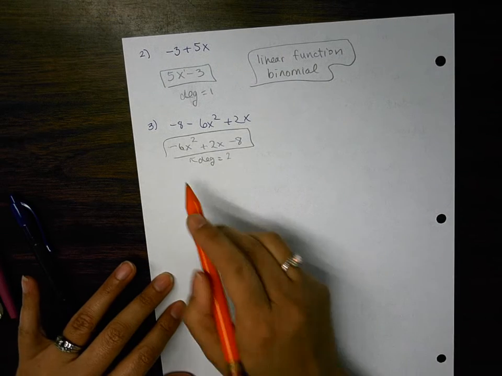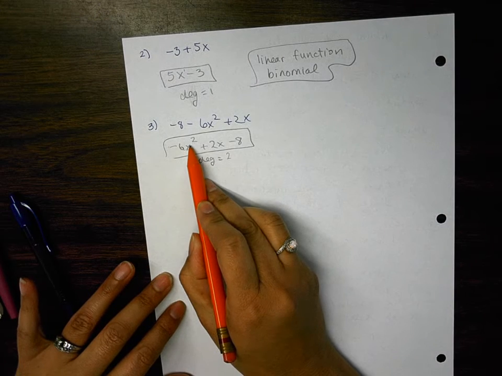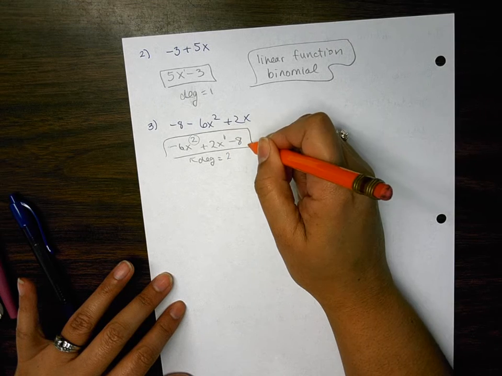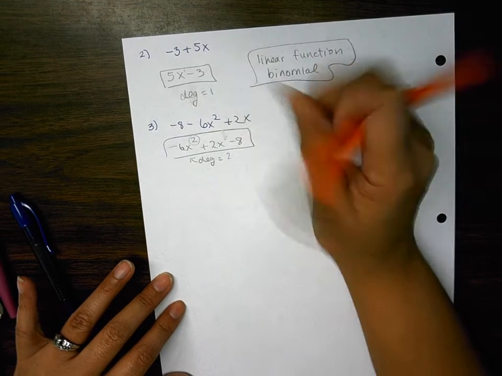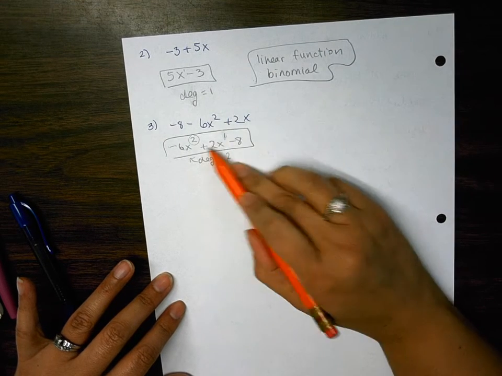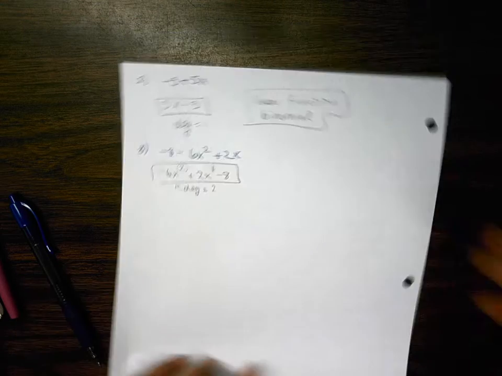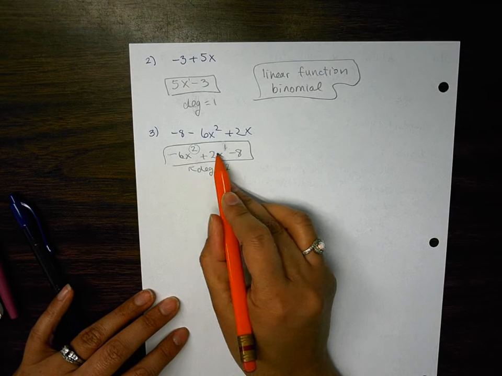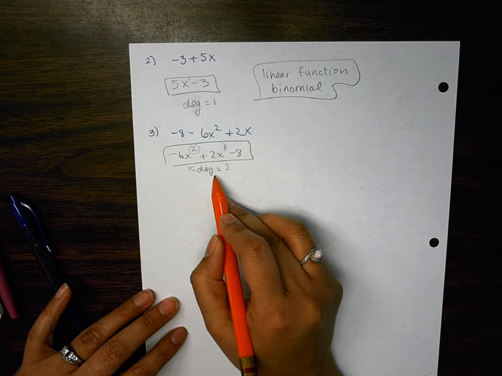Okay, Alik, do you see where he got the 2 from? Right here. There's a 2 there, there's a 1 there, and there's no exponent there, there's no variable there. So you look at your exponents only when you're looking for degree. The only exponents I have in my variables are 2 and 1. The largest one is the 2, so the degree is 2.